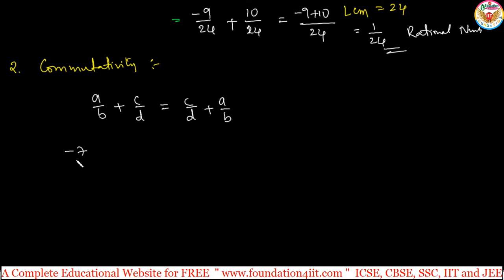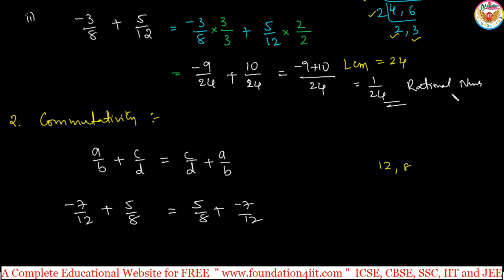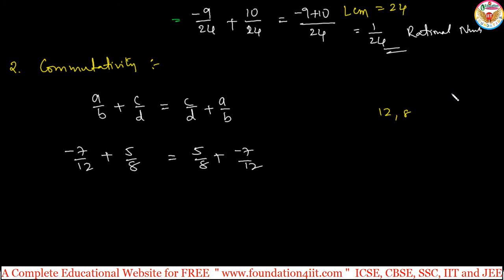For example, minus 7 by 12 plus 5 by 8. Take this one, and that should be exactly equal to 5 by 8 plus minus 7 by 12, right? For 12 and 8, the LCM, just now we did, right? 8 and 12 LCM is 24. So we can make the denominator 24. That I am showing here, 2 by 2, and this is 3 by 3. Here also the same, 3 by 3 and 2 by 2. If you simplify this, you should get the same answer on both sides.